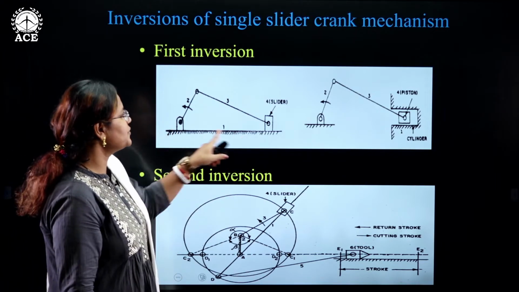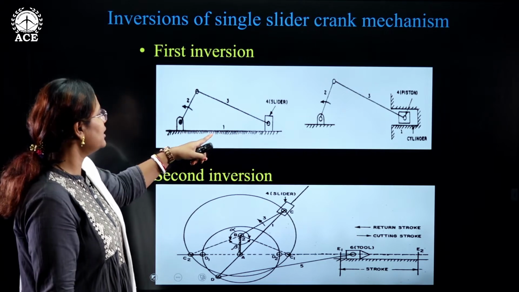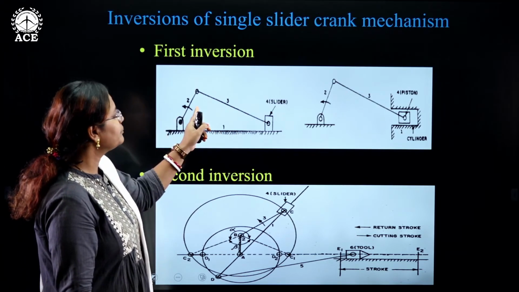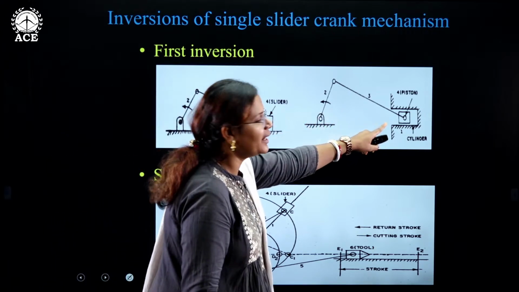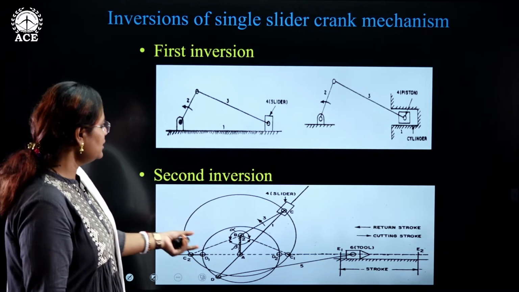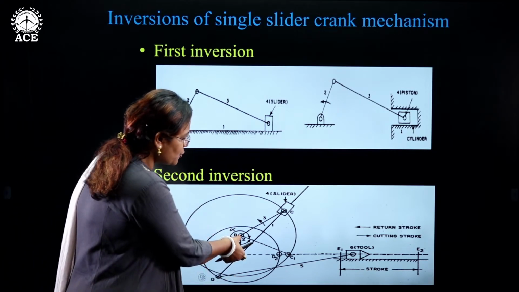See, here link 1 is fixed, very much clear with the diagram. Here see, link 1 is fixed. Link 2 is turning over this one link. So see, this is the arrangement that we find in a piston and cylinder arrangement.